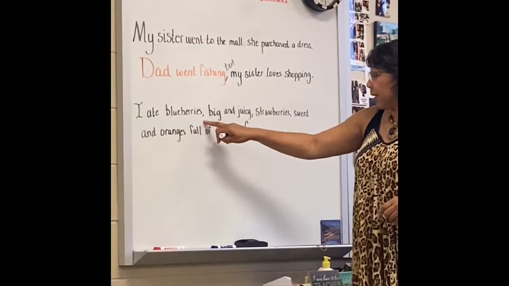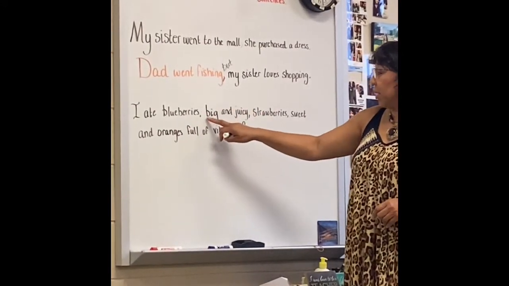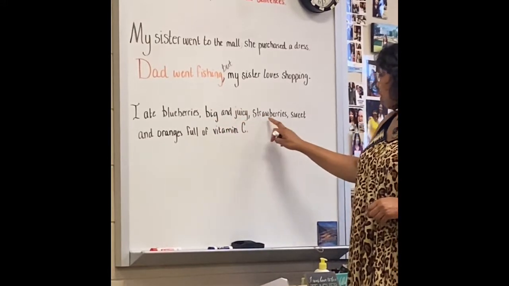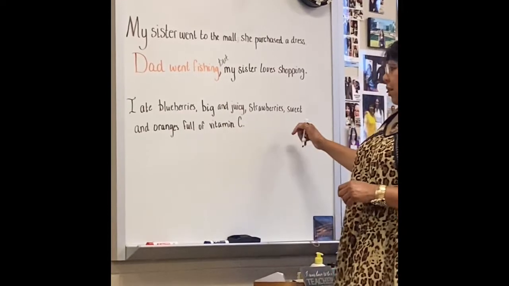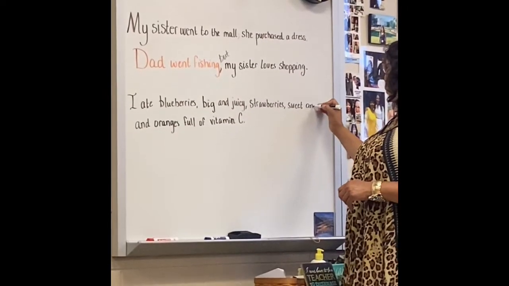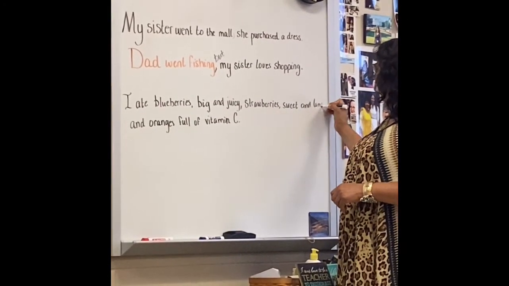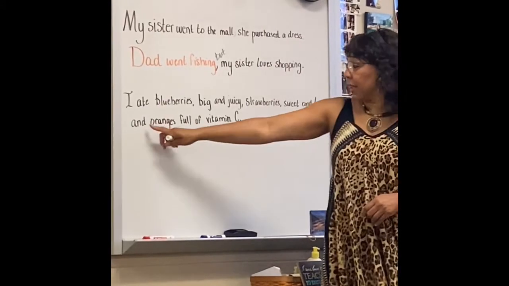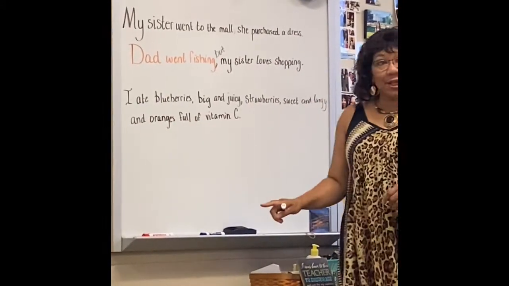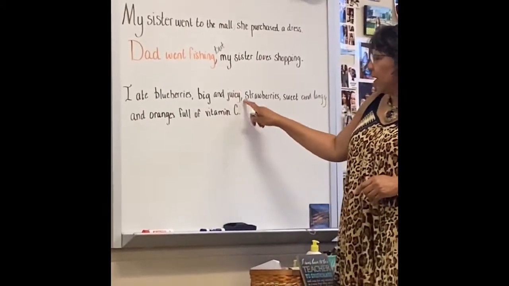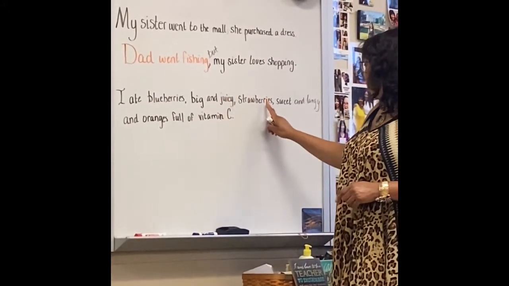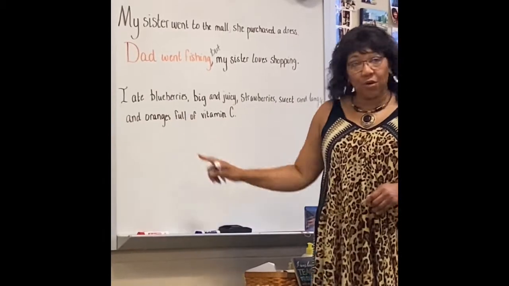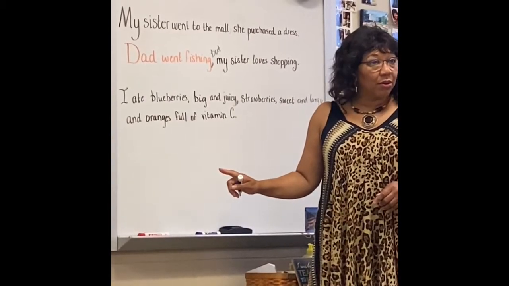I ate blueberries. I'm giving you details about the blueberries, big and juicy. Strawberries, details about the strawberries, sweet and tangy. Well, I can put that, right? And then I can say an orange is full of vitamin C. But I have a comma here, so did I eat blueberries, big and juicy, strawberries, and something called sweet and tangy, and oranges? No, right?